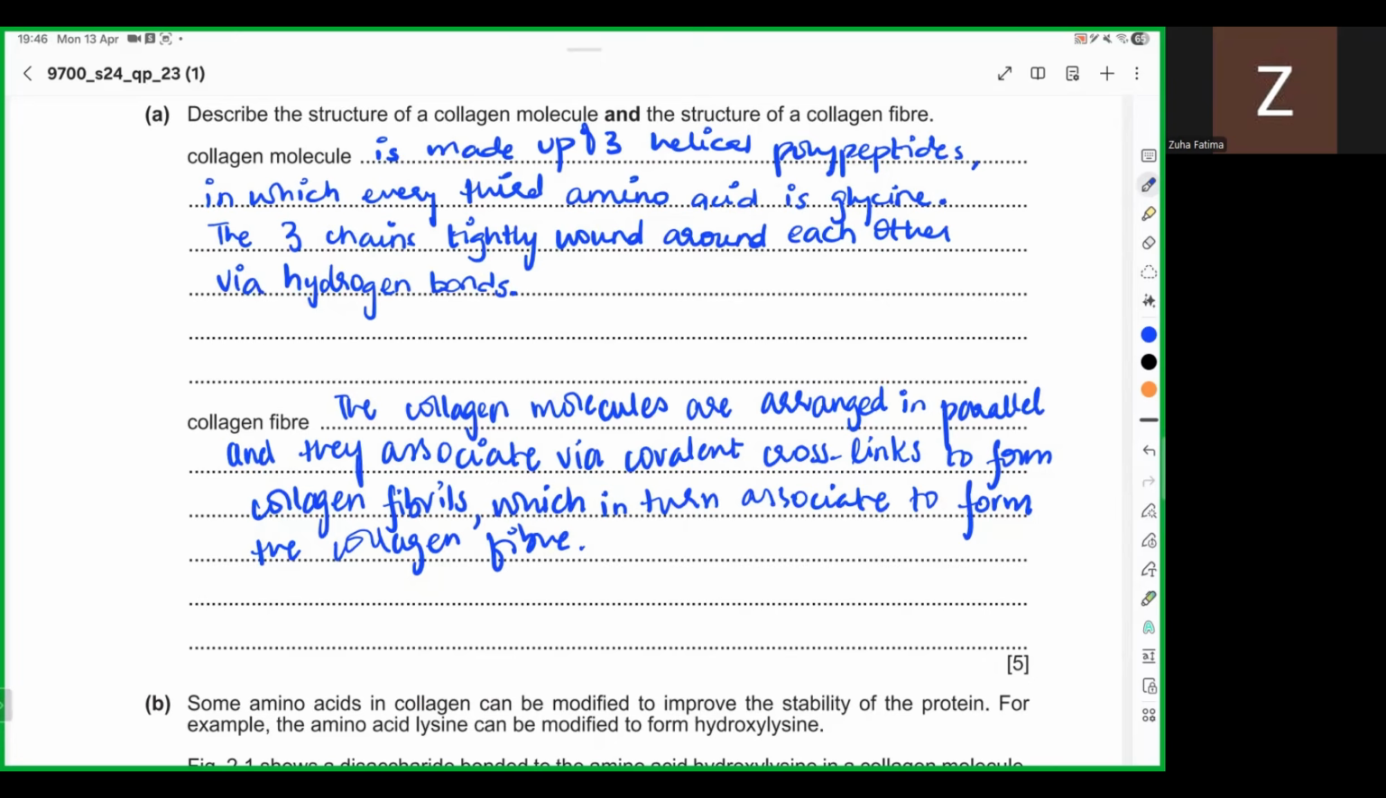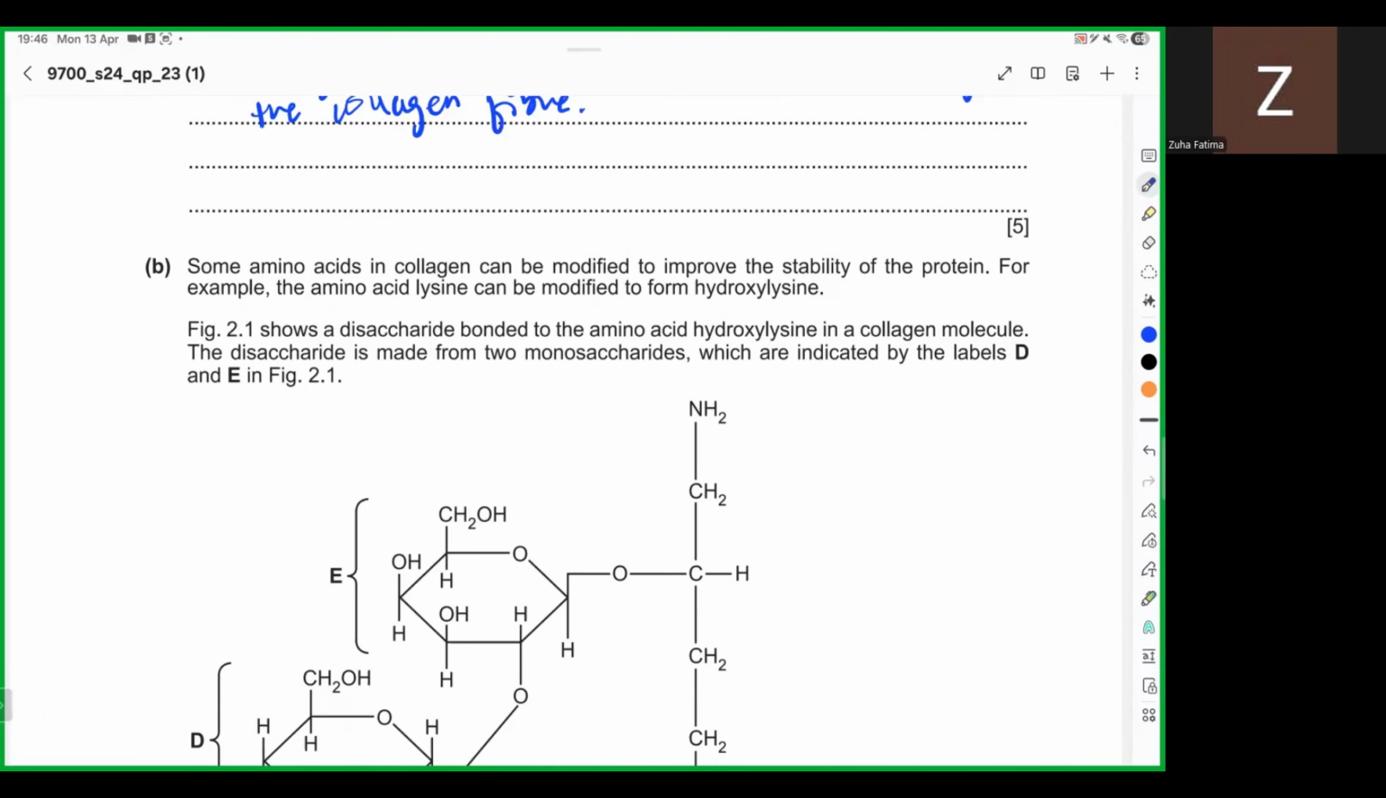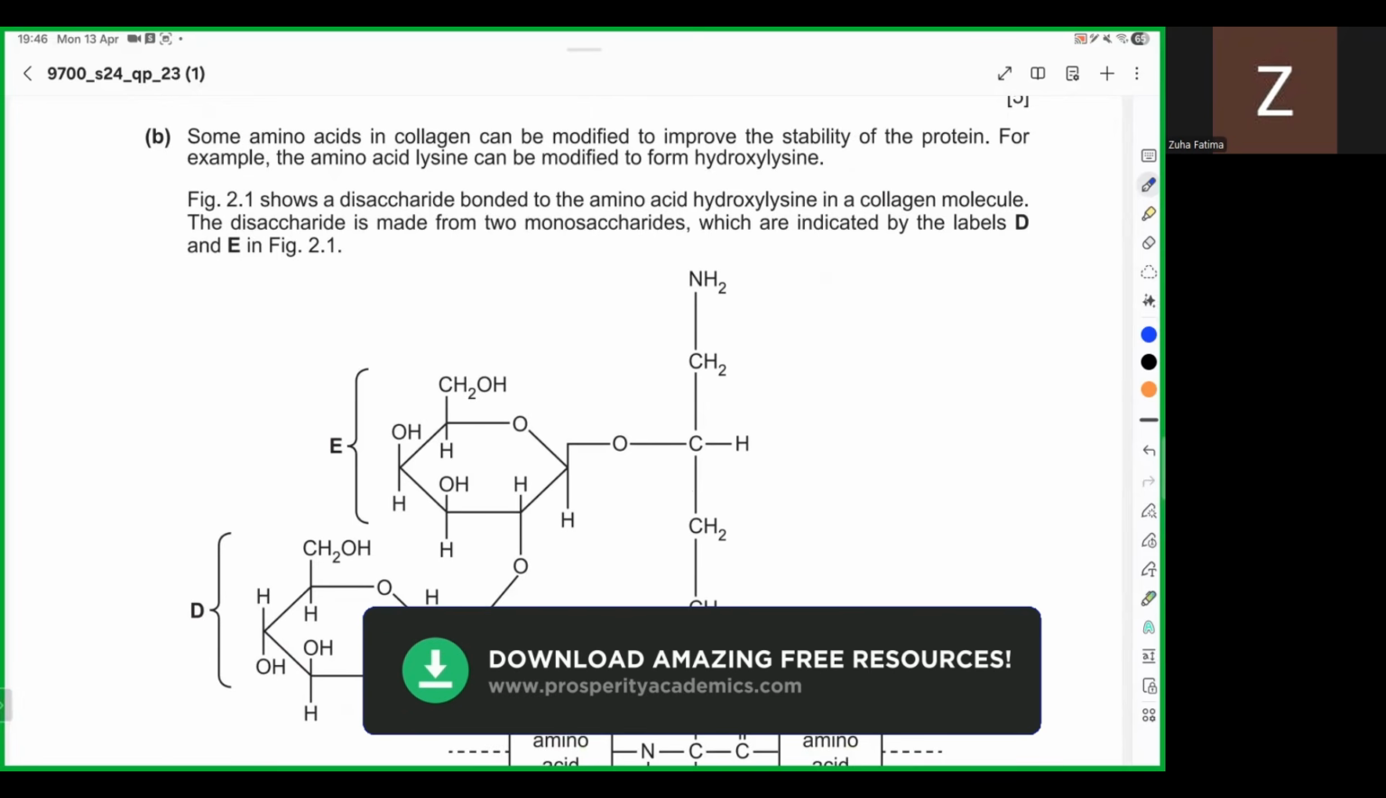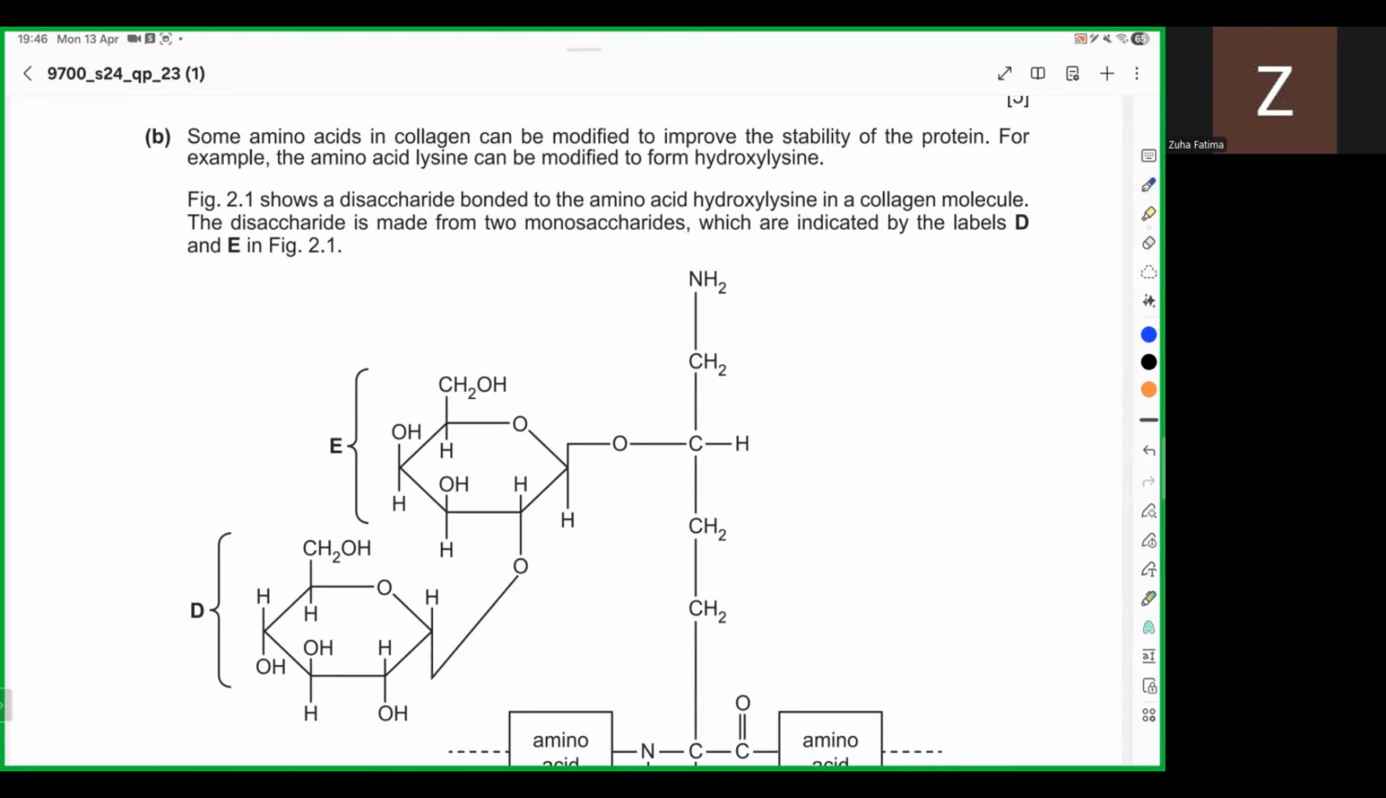Some amino acids in collagen can be modified to improve the stability of the protein. For example, the amino acid lysine can be modified to form hydroxylysine. Figure 2.1 shows a disaccharide bonded to the amino acid. So there's a disaccharide which is bonded to the amino acid hydroxylysine in a collagen molecule. The disaccharide is made from two monosaccharides, which are indicated by the labels D and E.